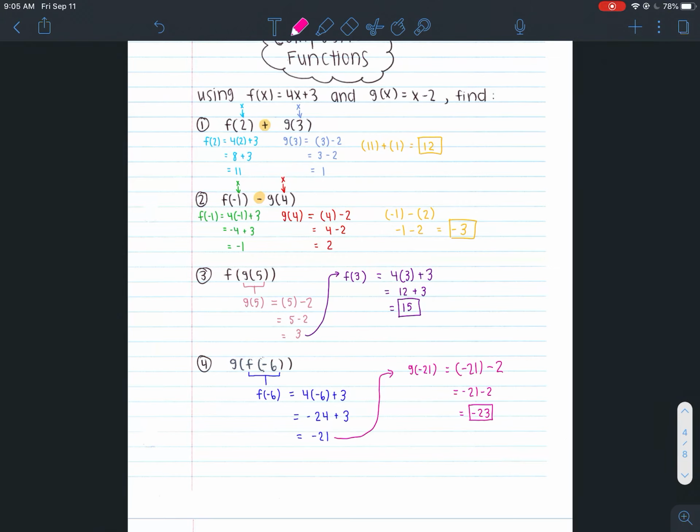For number 3, this is the one where they're encased inside each other, and you always start on the inside. So on the inside, you have g of 5. You would evaluate for g first, and then you would evaluate for f, depending on what number you got. For number 4, this is another encased problem. You evaluate for f of negative 6 first, and then whatever number you get there, you're going to plug that into g and then evaluate g with that number.